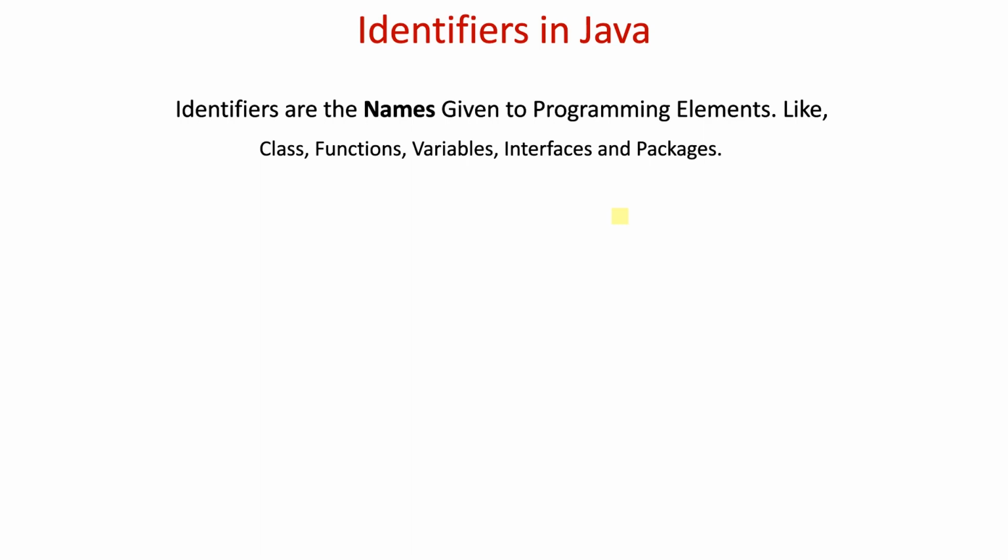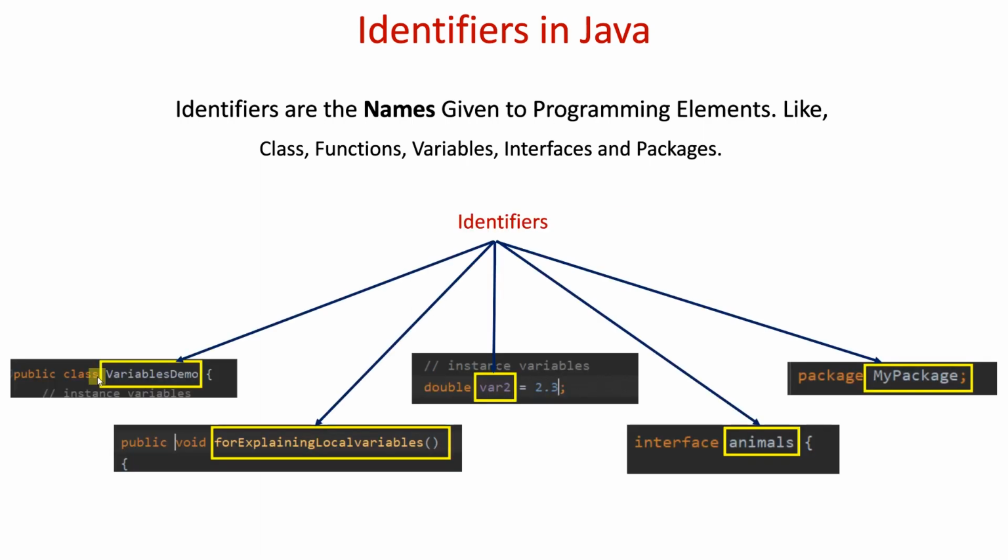These identifiers are the names given to programming elements like classes, functions, variables, interfaces and packages. If you don't know any of these topics, don't worry, we will discuss them later. To better understand this statement, let's see the below diagram.